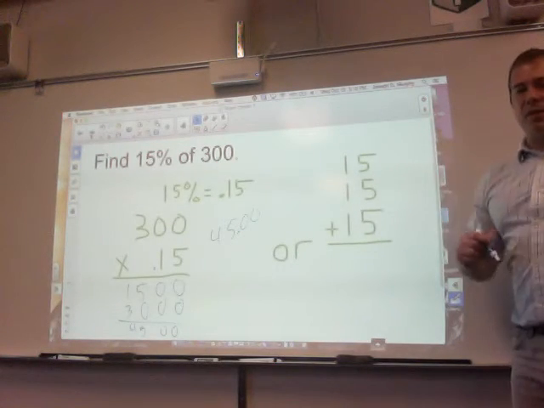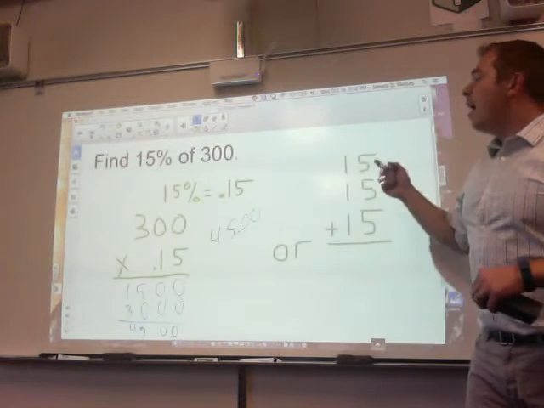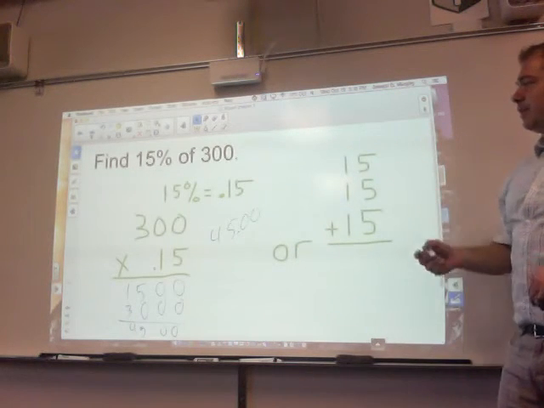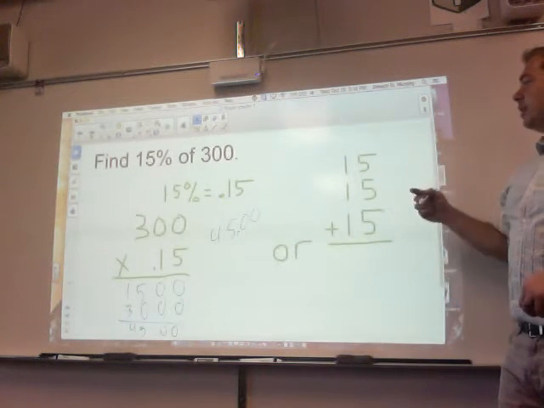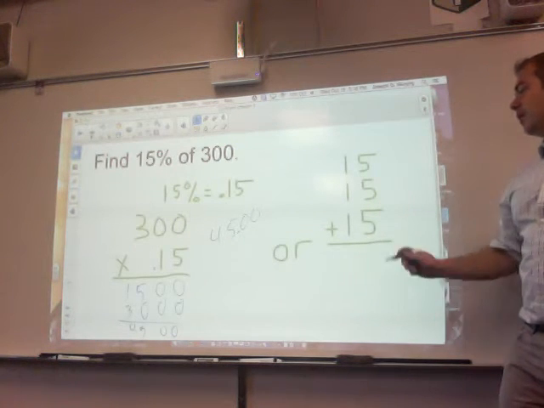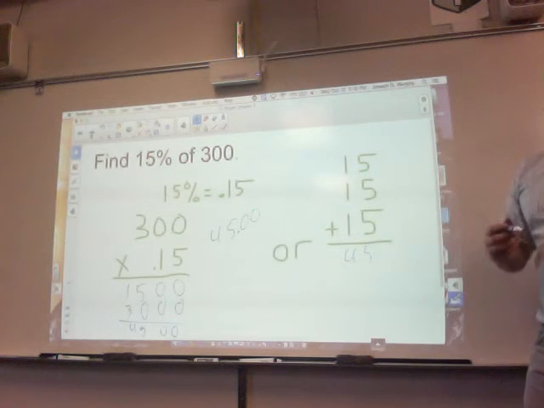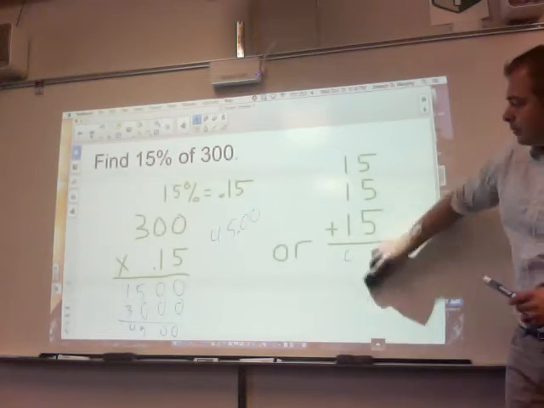The other way I could have done this one, because percents of 300, I know 15% of 100 is 15, 15% of 200 is 30, and 15% of 300 would be 45. That's a quick way to do percentages of 100.